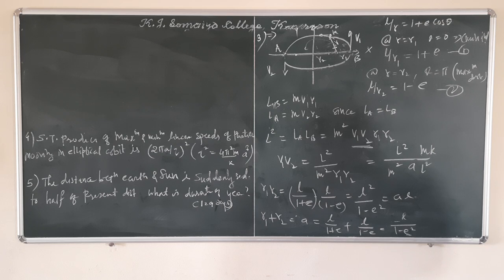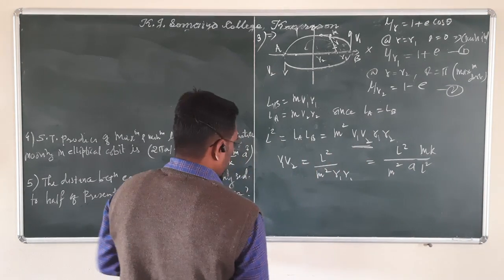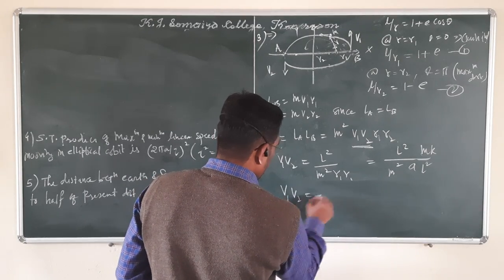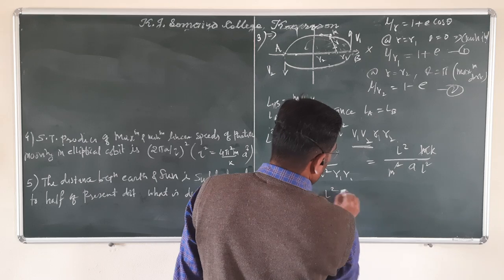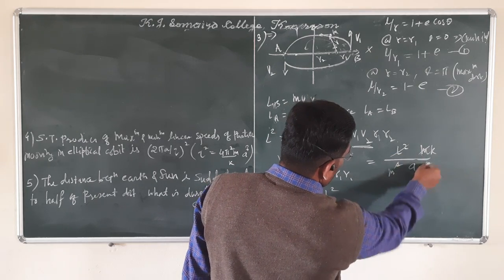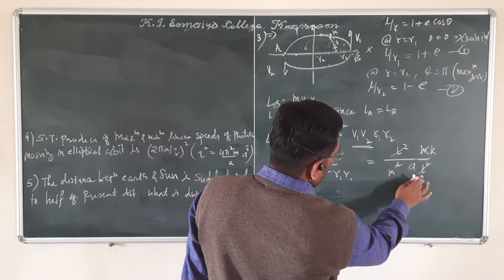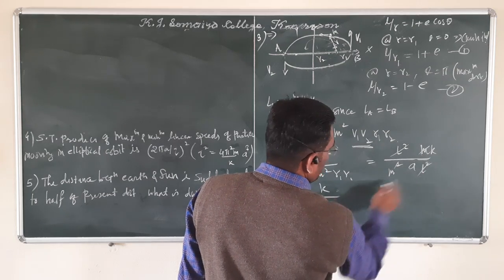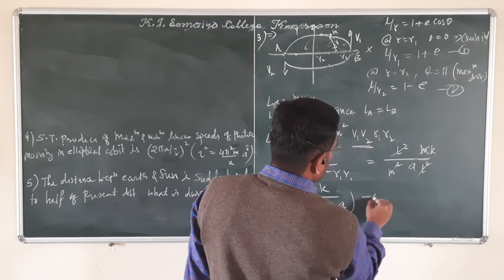Okay, so using that value, what you will get, you will get v1 v2 is equal to this m square. So this l square will get cancelled, so k divided by m into a. So call this equation number 4.